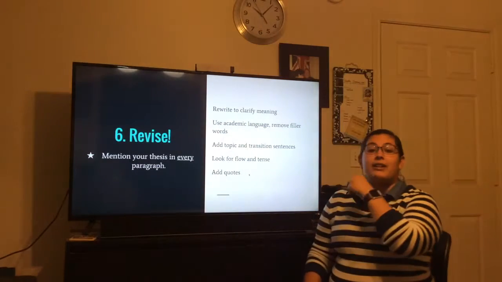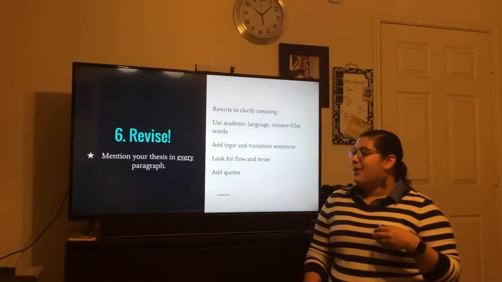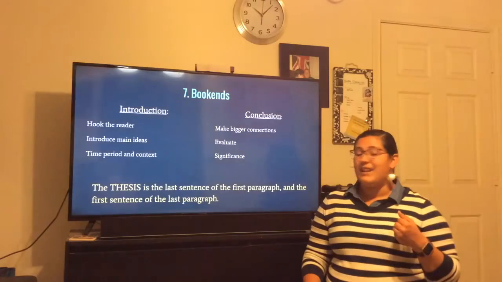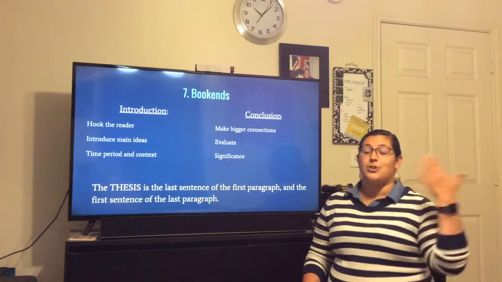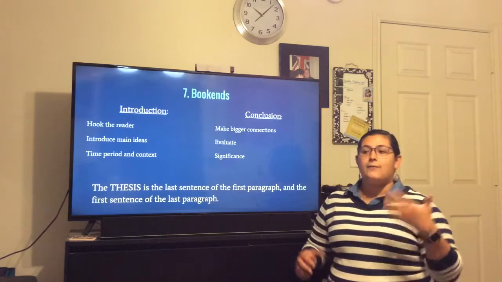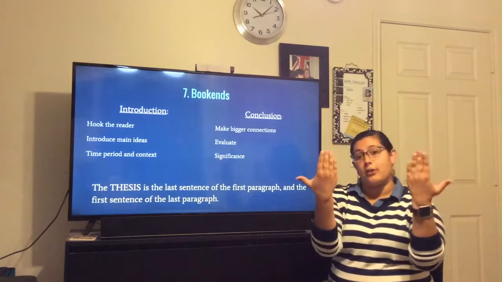Now it's time to layer in extra evidentiary support. So we have revised, and now we have something that looks like a pretty decent paper, but we need our bookends, which is our introduction and our conclusion. And if you imagine bookends, bookends are usually mirror images of each other.